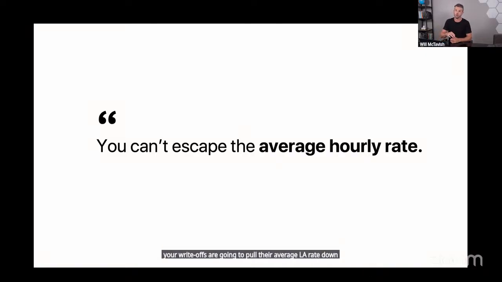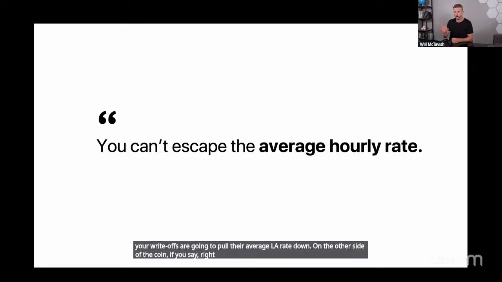On the other side of the coin, if you say, right, we're just going to look at write-offs, we don't care about productivity, then naturally people will put the correct amount of time to their jobs, and the extra time they'll put to non-billable. Productivity doesn't look great, but your recoverability is great, but then that all comes out in the wash in your average hourly rate. So with average hourly rates, you can't escape the rate.